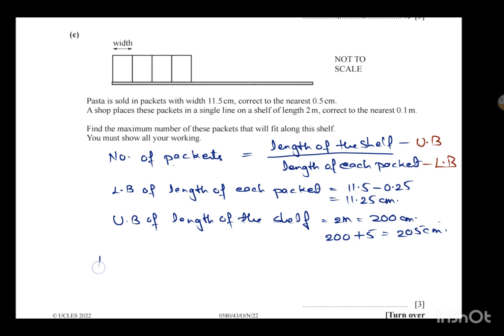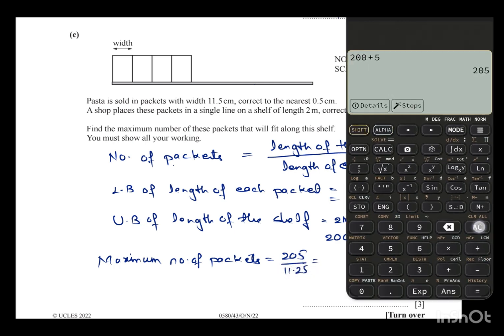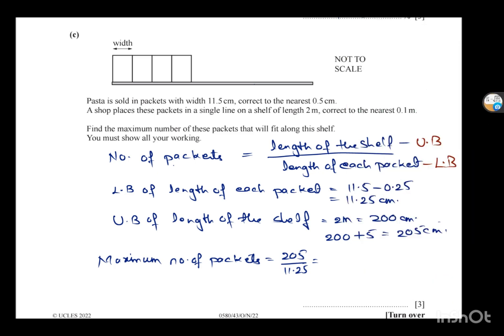So therefore the maximum number of packets will be 205 by 11.25. Find out 205 divided by 11.25, 18.222. We cannot take the decimal because we are finding the number of packets, so the answer will be just 18 packets. So it's 18.